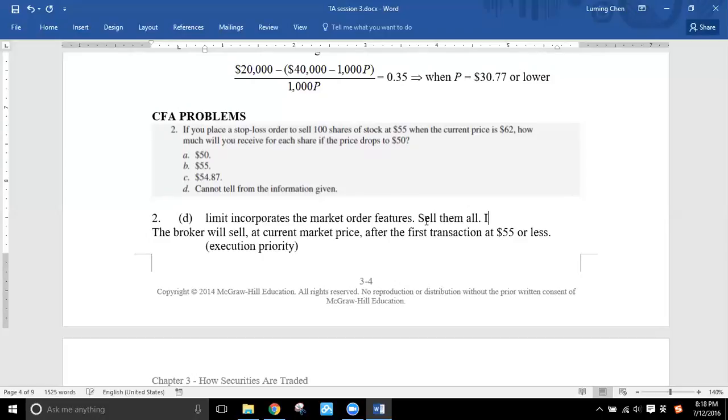But if you continue to sell, if the sale continues, the price will drop even further, right? So what will happen now for this stop loss order? The remaining order will be executed at the best possible market price, which is the exact meaning of stop loss.